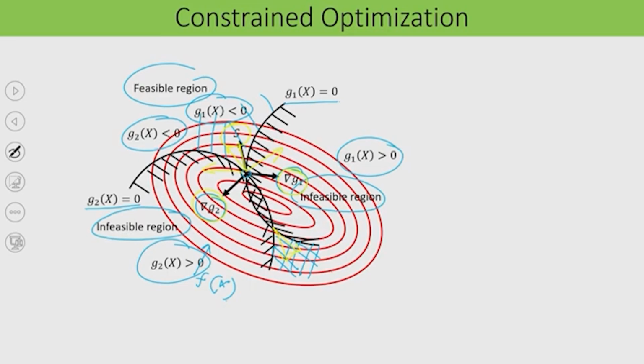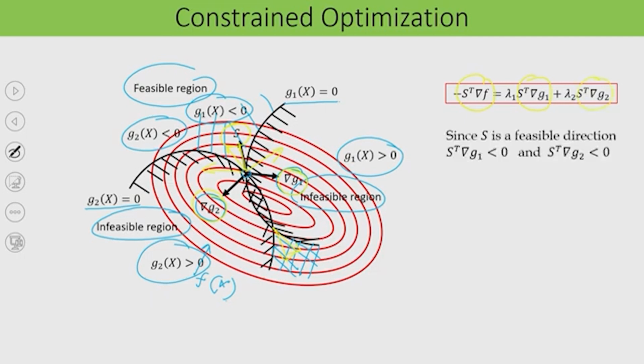Now if you take any direction from here, suppose as we have taken the S direction, then we write that S transpose del F is equal to lambda 1 S transpose del G 1 plus lambda 2 S transpose del G 2. Because that is a feasible direction, if you go along that direction, your constraint function value will reduce, and therefore S transpose del G 1 is less than 0 and S transpose del G 2 is less than 0.